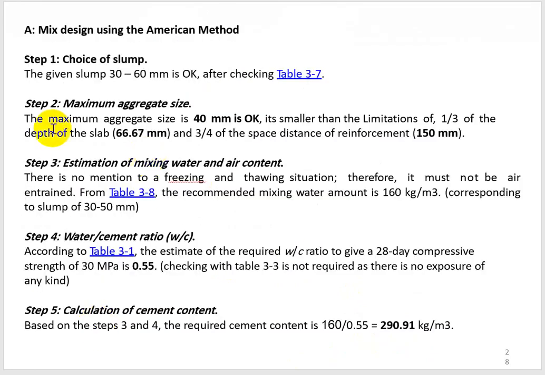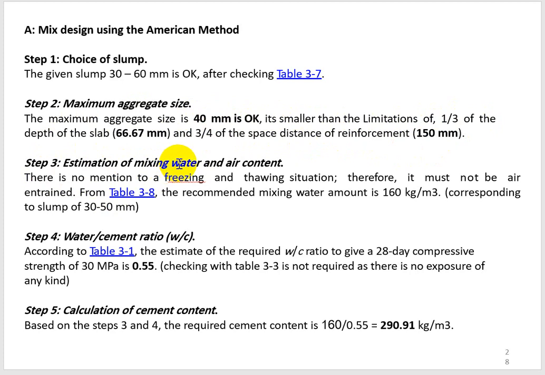We go then to check the maximum aggregate size, which is the same step we used in the previous example, and if you take the third of the depth of the slab and the 3/4 of the spacing distance between the reinforcement, that should be okay. So the 40 is okay.